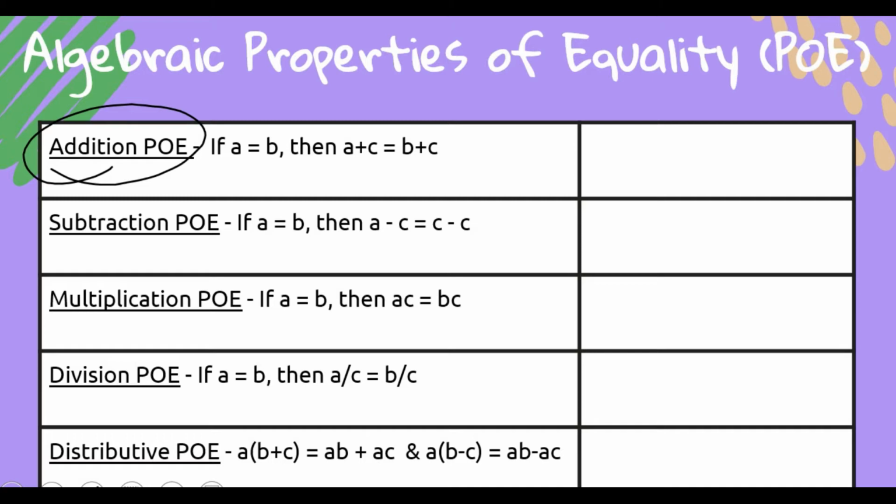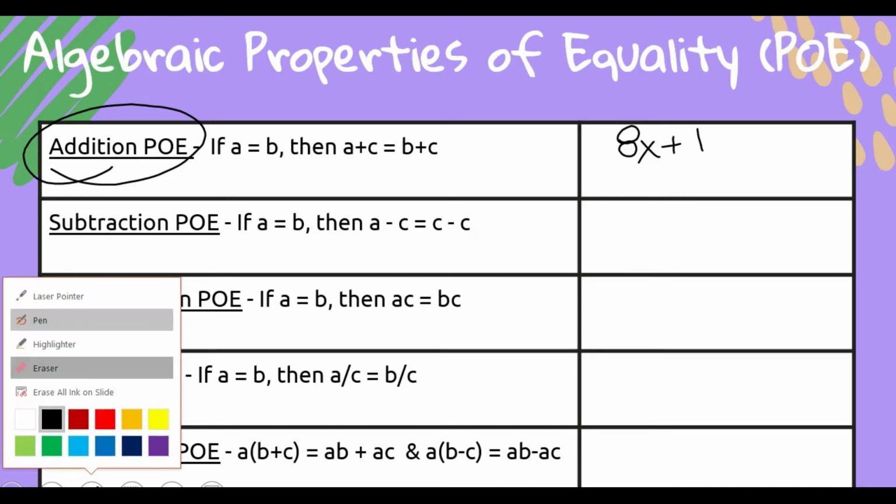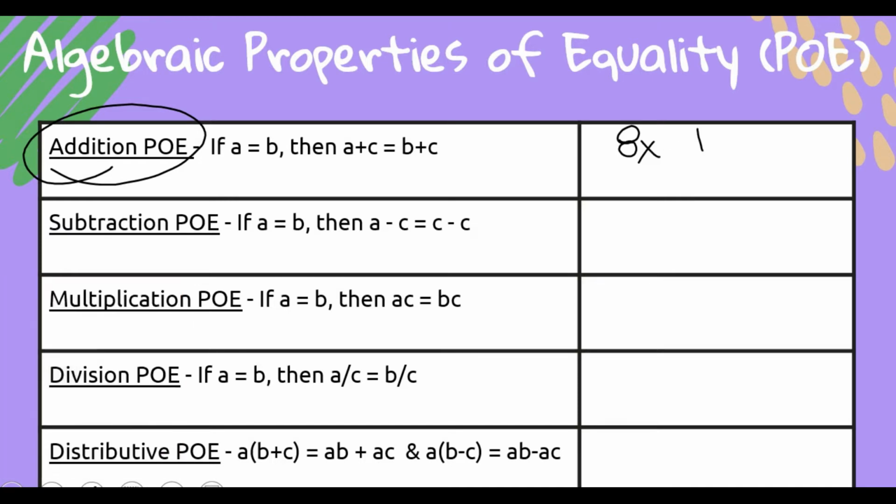So you might see this when you're working through an equation like this, possibly. Let's see. I'm going to just make up something. I'm going to say 8x minus 1 equals 7. So when you're working through a problem like this, you'll probably add a 1 to both sides, and that's just called the addition property of equality.